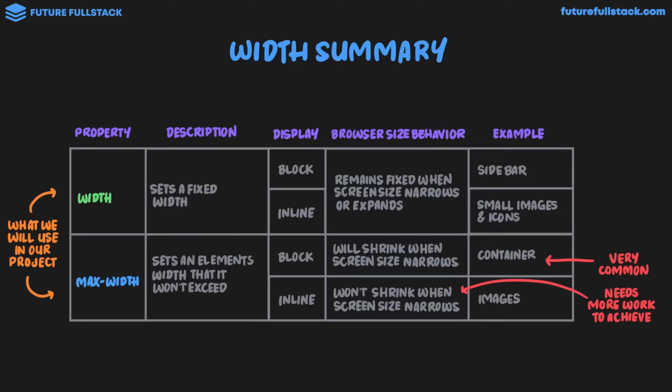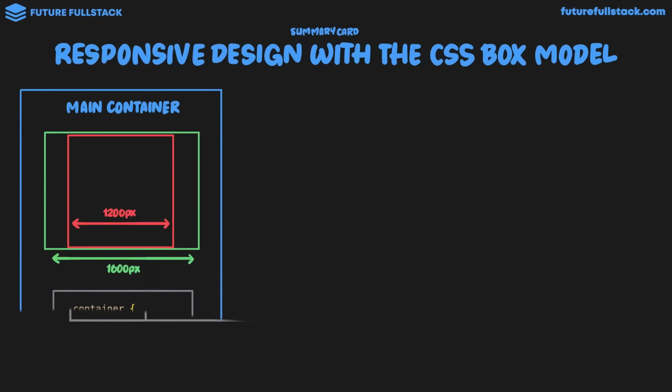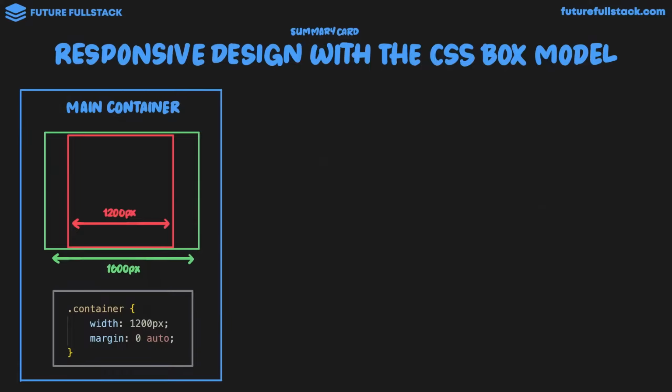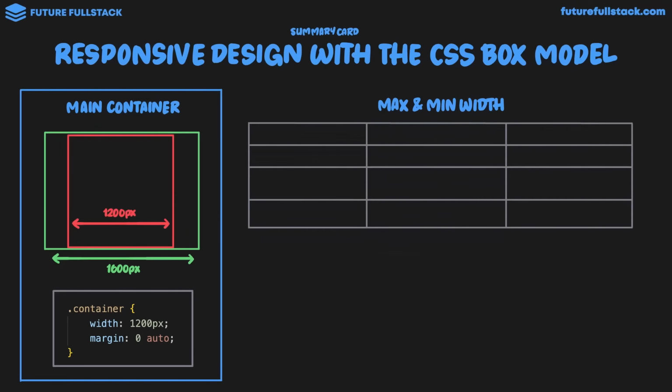Now in our Quill project that we've been working on, we'll be using both width and max width inside our project. So let's finish off by adding to our summary card responsive design with the CSS box model. In this chapter and in the next chapter, we're covering max and min width, and I'll be summarizing everything we learned in this table. In this chapter, we looked at the width property, which in CSS is defined like this, and this is when an element has a fixed width, and it's often used on small images and icons.